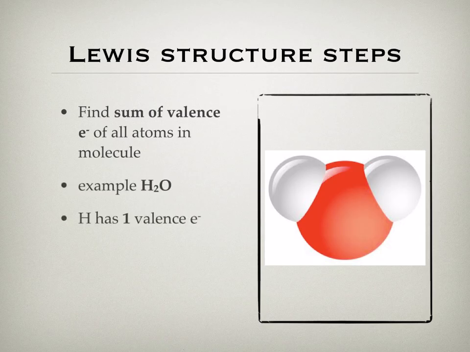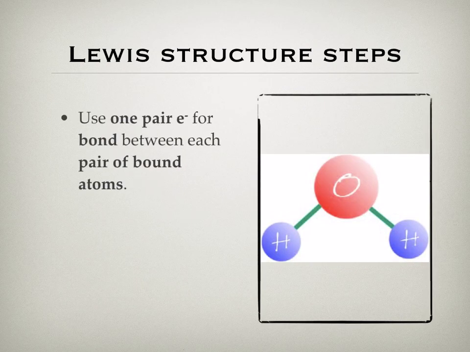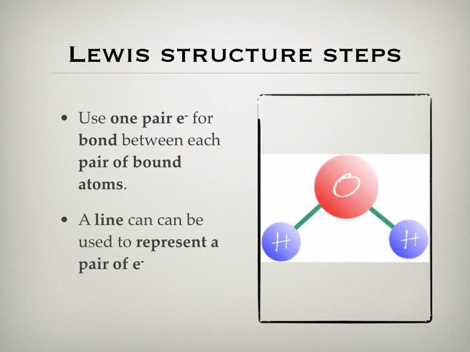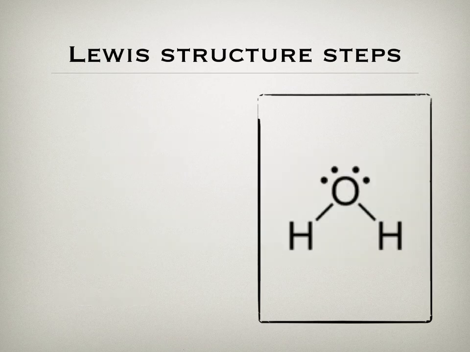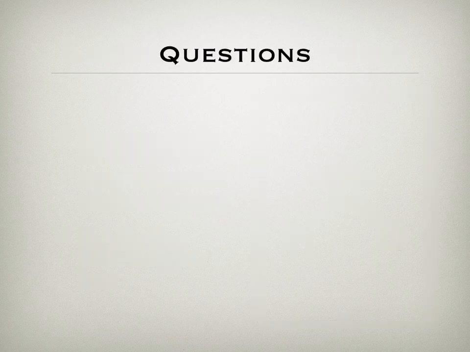So for H2O, that's 1 valence for each hydrogen, and then 6 valence for oxygen. So 6 plus 2 equals 8. Then you use 1 pair of electrons for the bond, each between the pair of bound atoms. A line can be used to represent a pair of electrons. So for covalent right here, you actually do take it into the line, and that's H-O-H. Then you arrange them to satisfy the duet rule, that's 2 for hydrogen, and the octet rule for all of your other atoms. See how you still have your 2 lone pairs on the oxygen? There's 4 electrons that don't participate in sharing, so they don't go into a line.